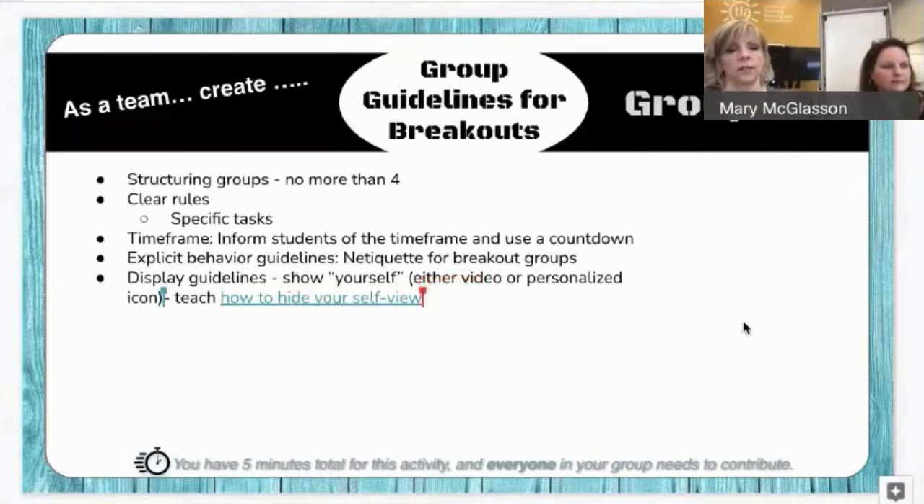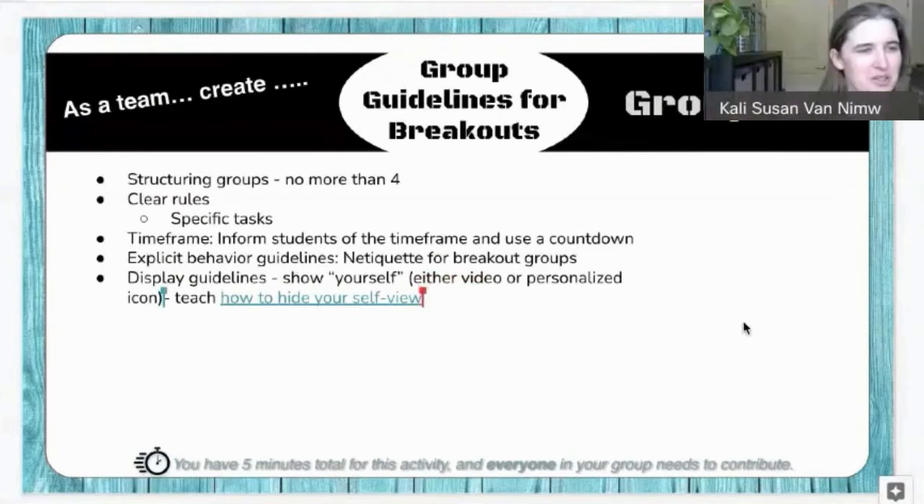Look at Juliet, all fancy, putting in links to more resources. So we structured ours, I think we were more thinking about group guidelines in terms of the guidelines for teachers setting students into breakout groups, but structuring groups in terms of no more than 4 so that they stay relatively small. Clear rules about specific tasks and guidelines that they need to complete.